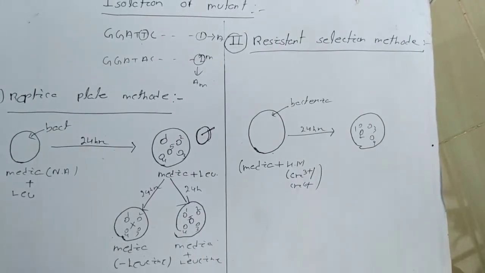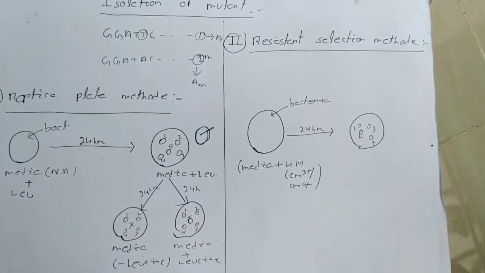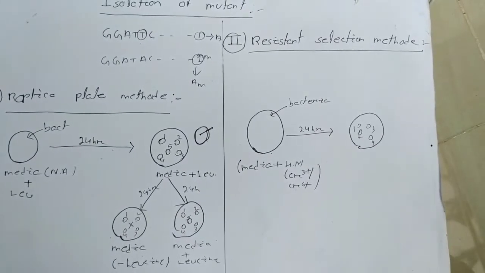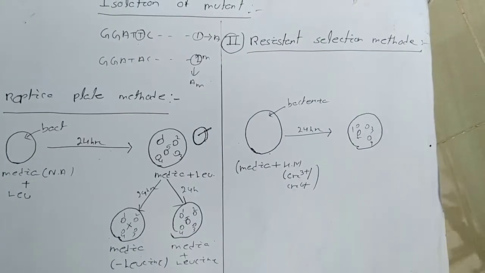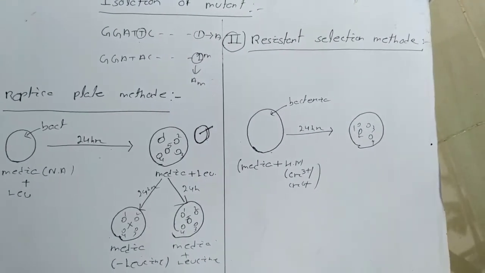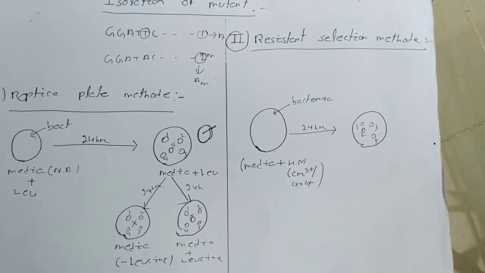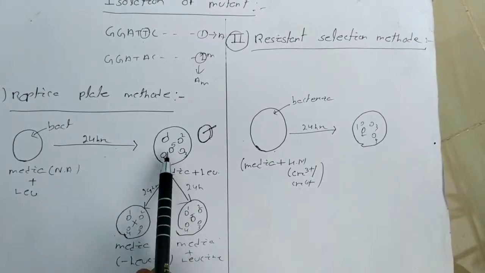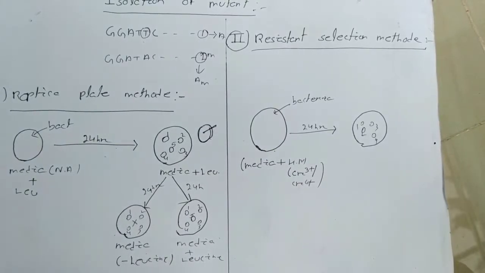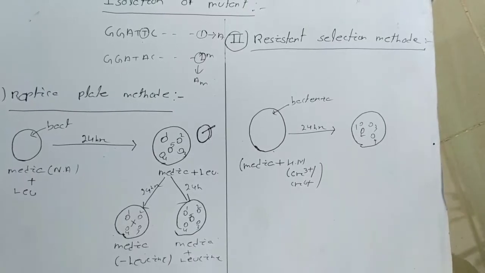So for separating the leucine auxotroph, we have to follow this mechanism. We are taking a petri dish, and in the petri dish we are taking the media, like nutrient agar, and with that we are taking the leucine. After incubation of 24 hours, we will get the colonies like this, 1 2 3 4 5. These are the colonies. So what we have to do is replicate this plate.